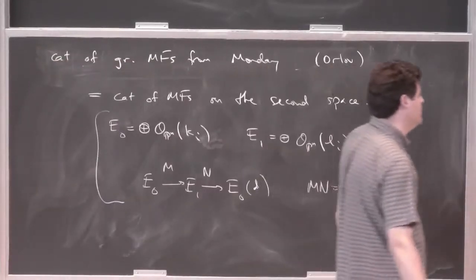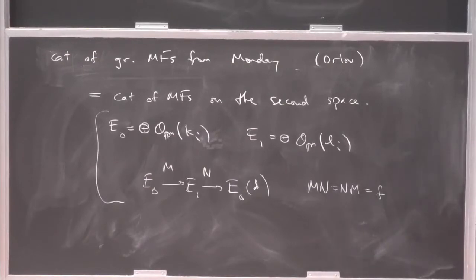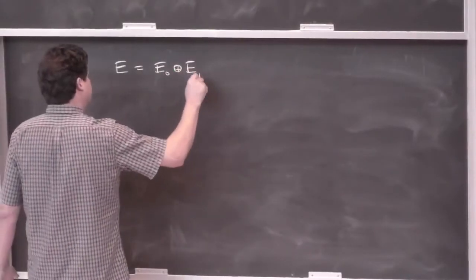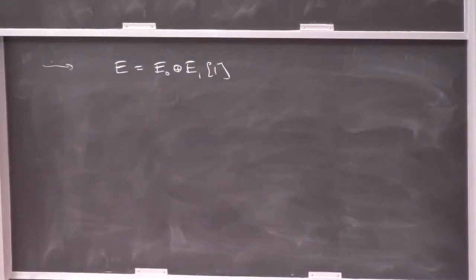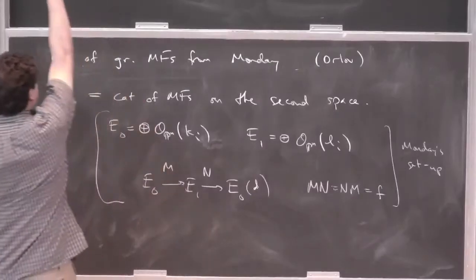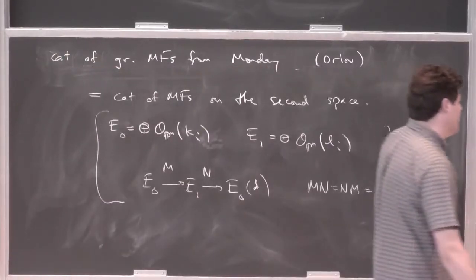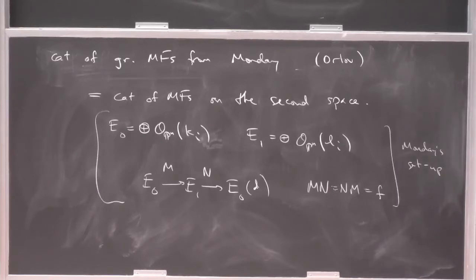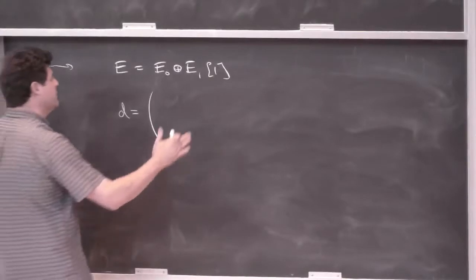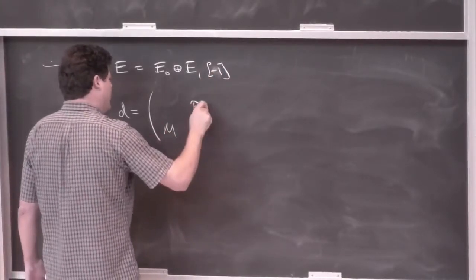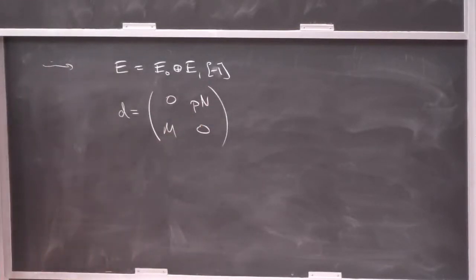This corresponds to, well, let's take E to be E_0 plus E_1 shifted by 1. So this was in Monday's setup. And by the second space, I mean the one up there, where you delete p equals 0. We'll take d to be, I think I need minus 1 here, M and PN. I'm pretty sure that goes from E to E shifted by 1.